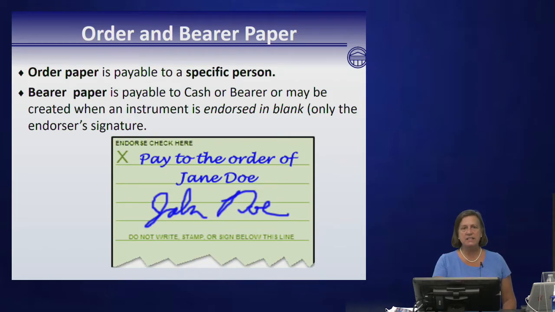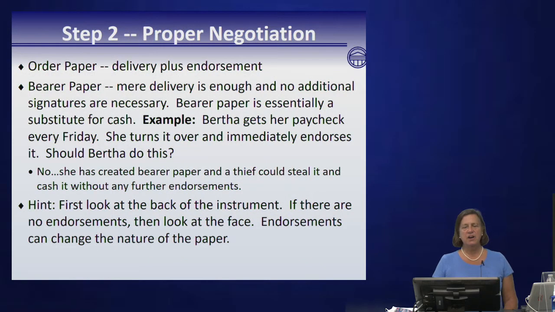This would create order paper. What if you ignored, though, the "pay to the order of Jane Doe" and there was just a signature here, it said John Doe, then that would be bearer paper. It's a signature in blank. All right, so proper negotiation.